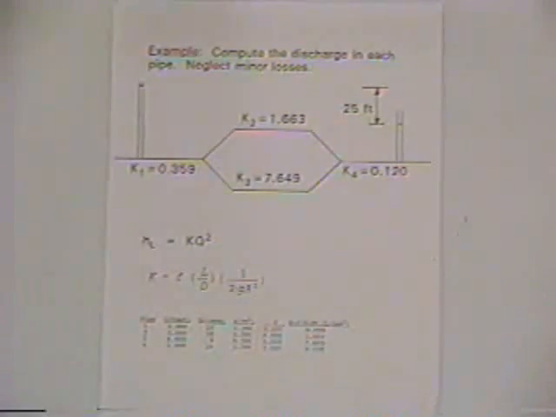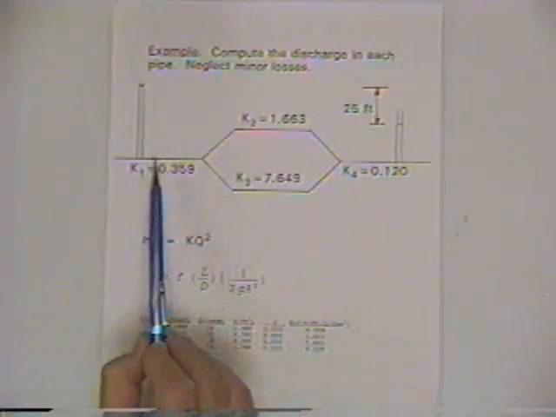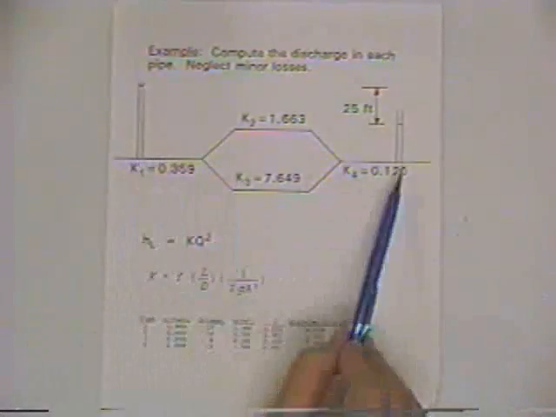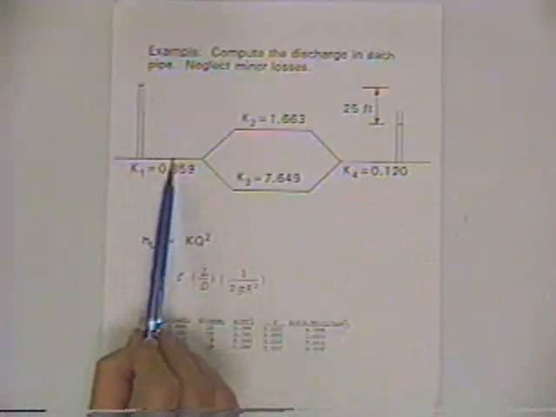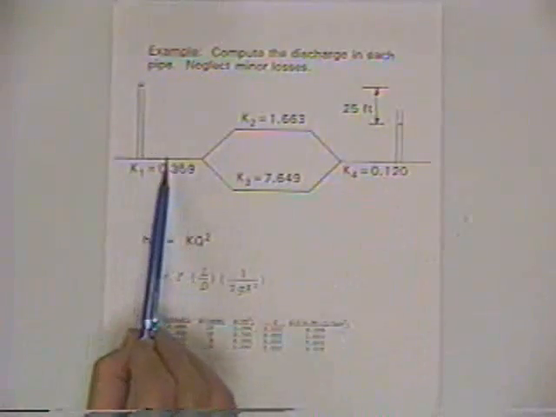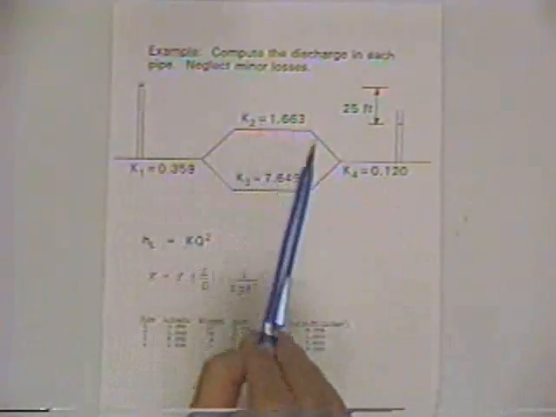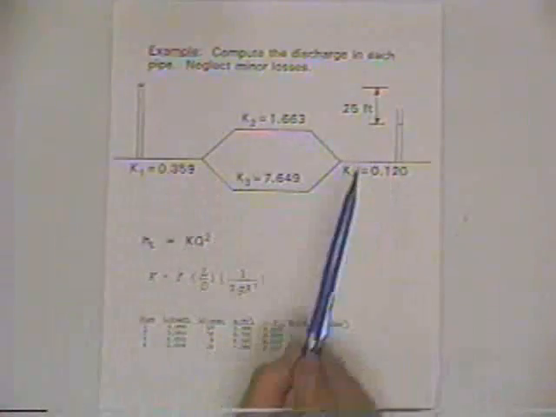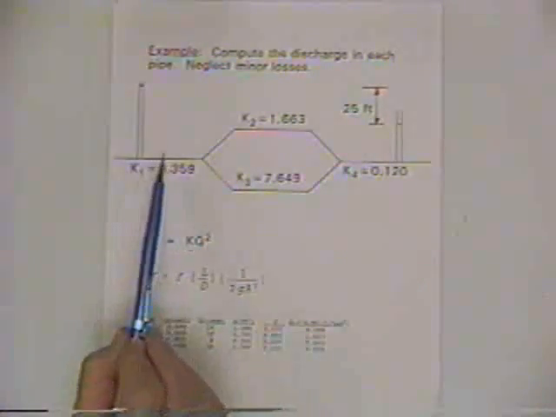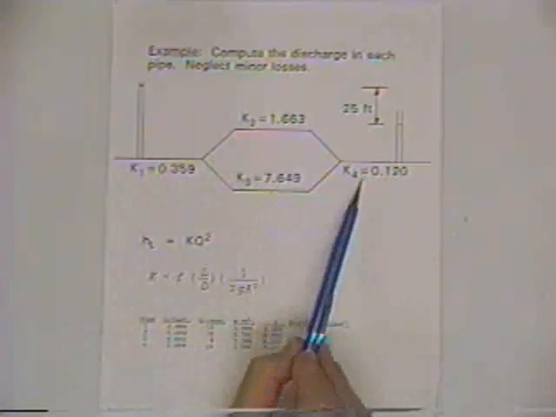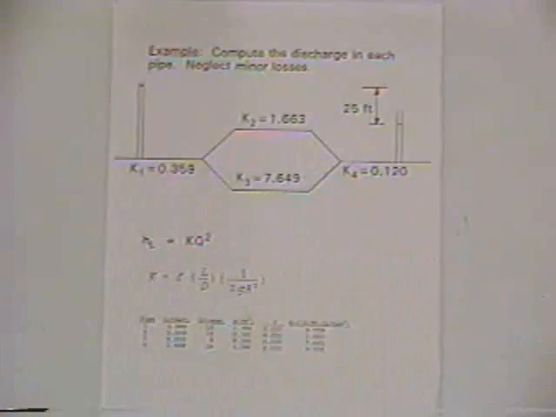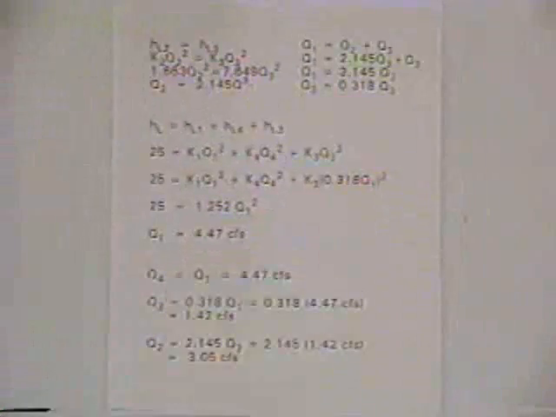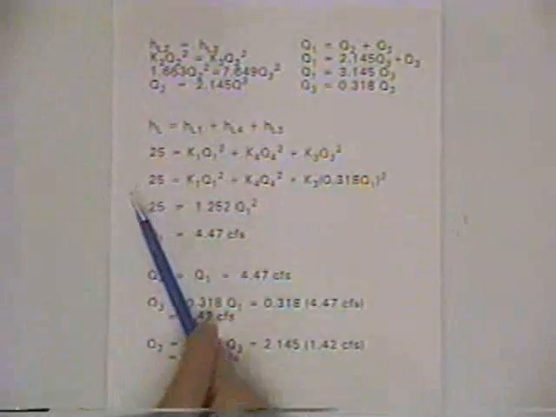And then having done that, we've got all the relationships between the discharges, and we'll just say that the total head loss from here to here is the head loss in this pipe, and we can go either route. You know, the head loss in pipe 1 plus pipe 2 plus pipe 4 is 25 feet, and likewise the head loss in pipe 1 plus pipe 3 plus pipe 4 is 25 feet. Either way is fine. And let's do that. Having said we're going to do it, let's do it.